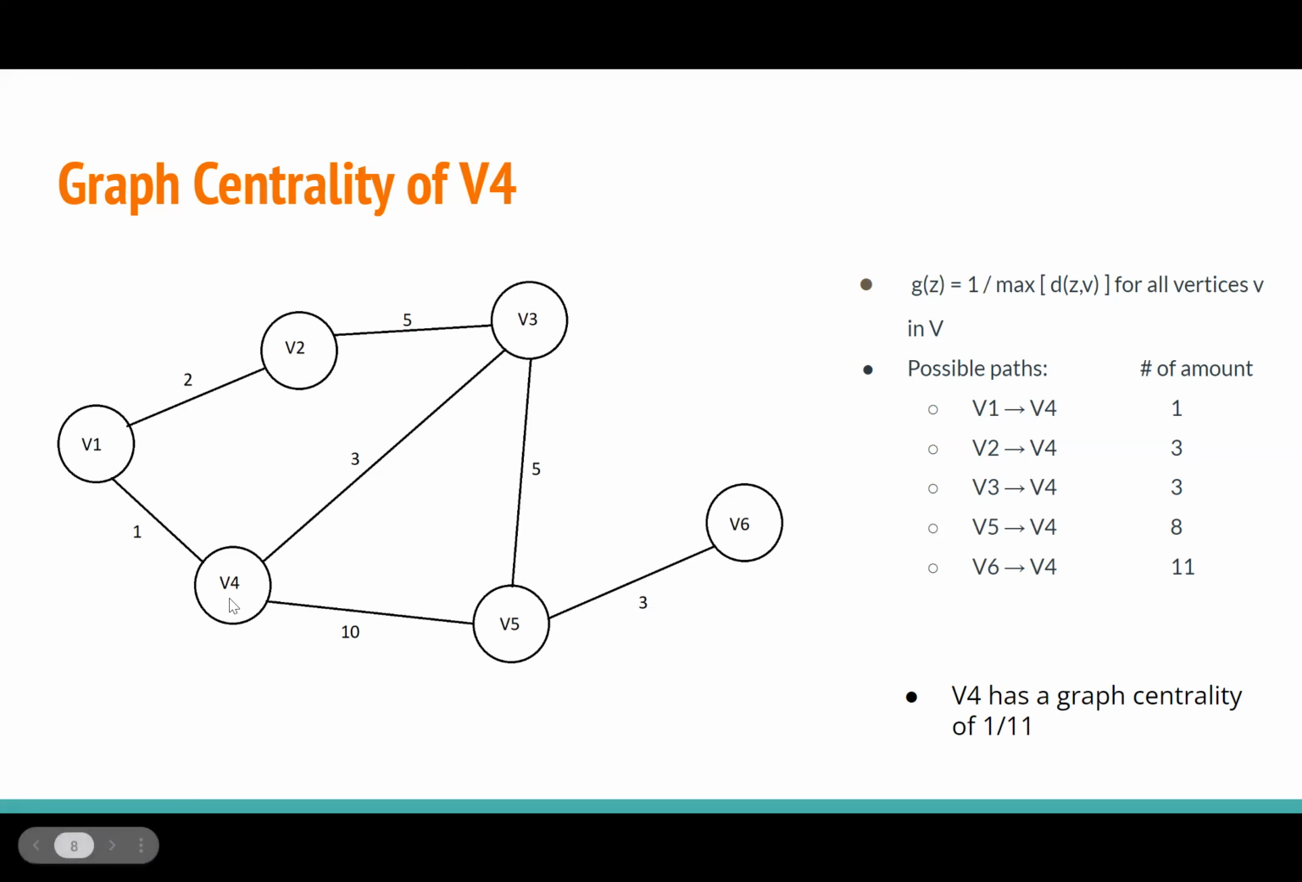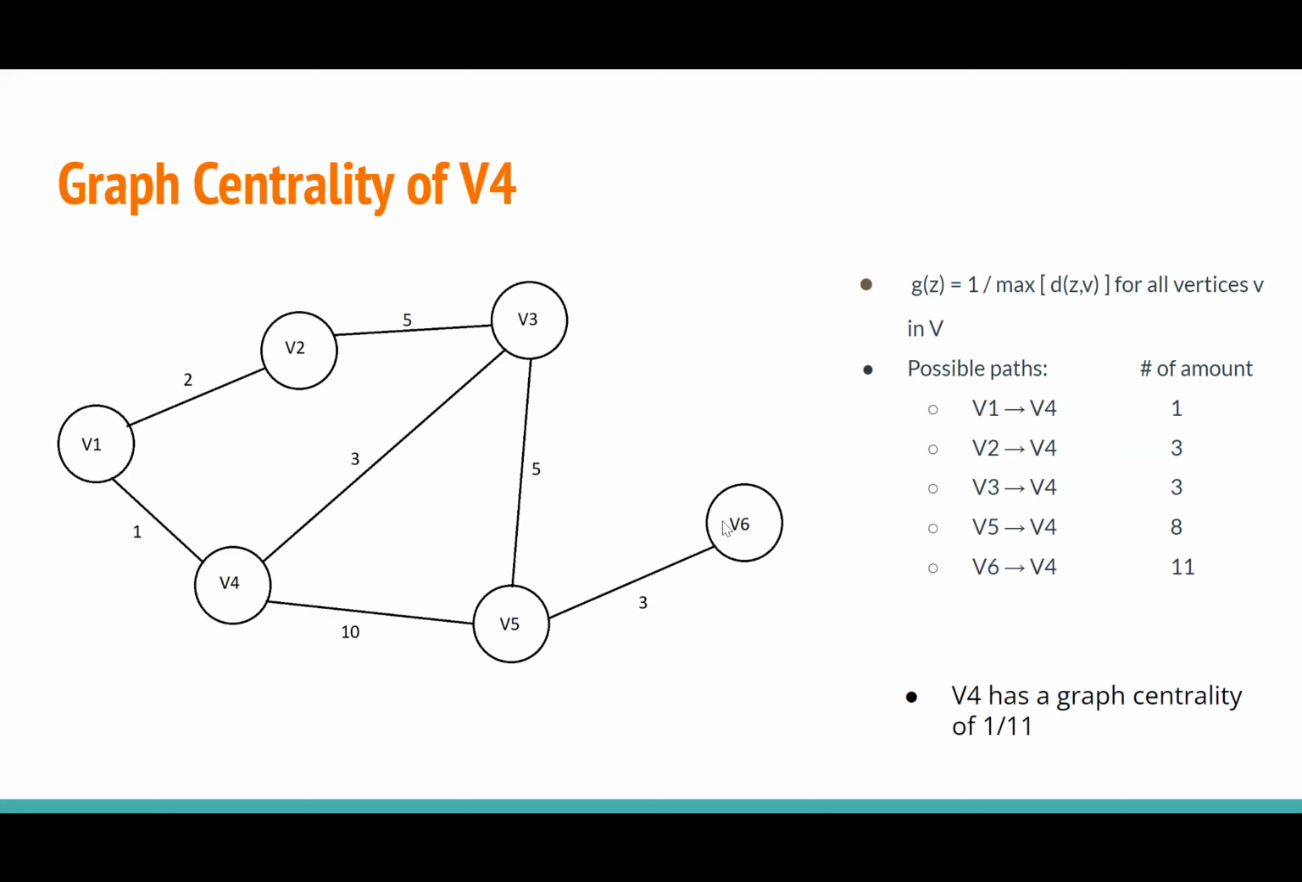Vertex 5 to vertex 4, upon looking at it, if this was unweighted, would just be this one line here that actually equals 10. But from vertex 5 to vertex 3 to vertex 4 comes out to 8. This is technically shorter because its value is slightly lower. So this is the shortest path.